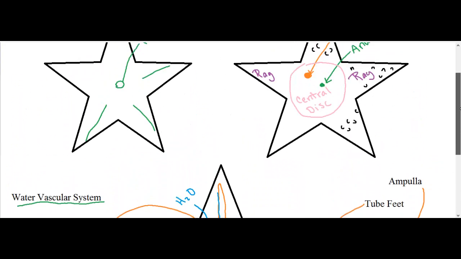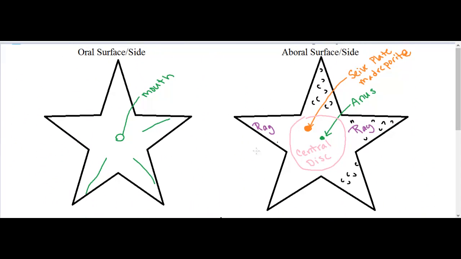So, quick summary. General anatomy of our starfish: we have the rays and the central disc. On the aboral side, you will find the anus and the sieve plate or madreporite. And over here on the oral surface, when you flip the starfish over, you will find the mouth. And you will also see lots of tube feet in these grooves on the rays.